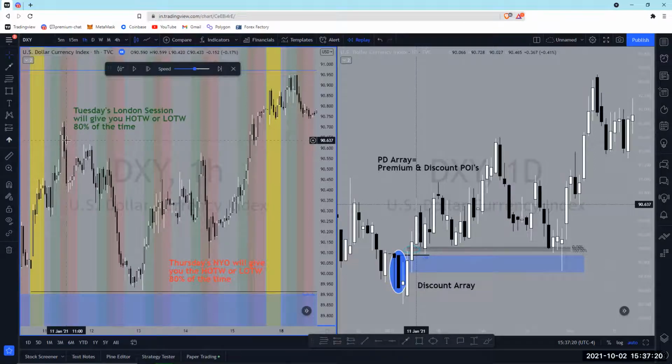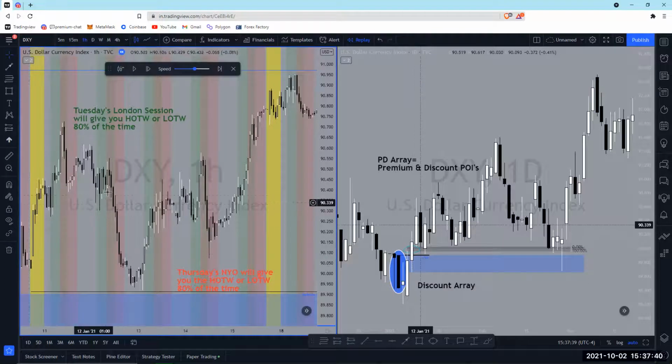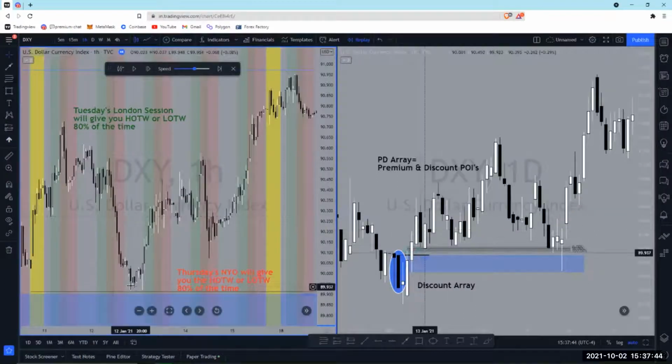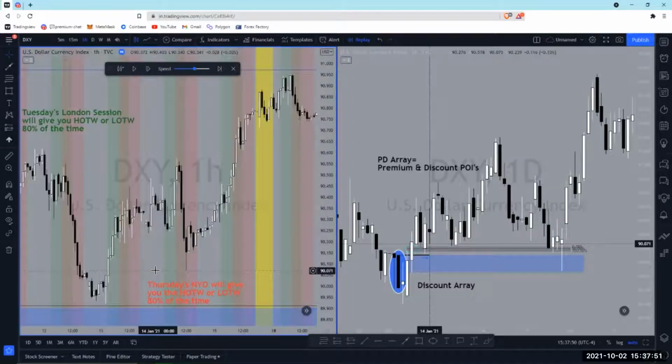Like here, for example. So we created our low of the week. It was still on a Tuesday, but it was right here at midnight, going into Wednesday. So at this point, we have our accumulation, our manipulation, and our distribution and redistribution. That's basically what happened here.